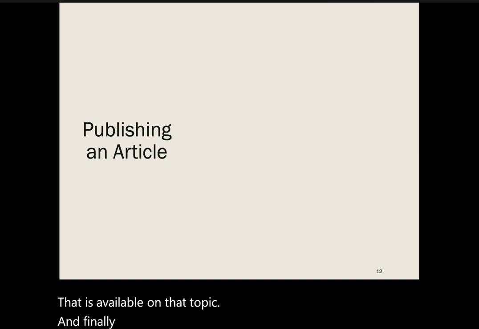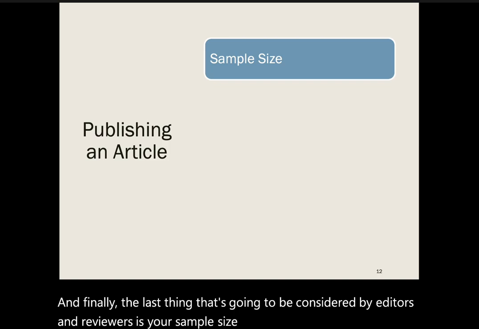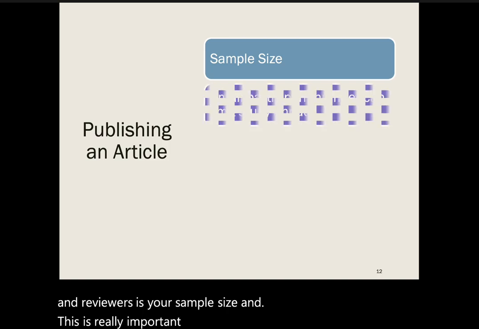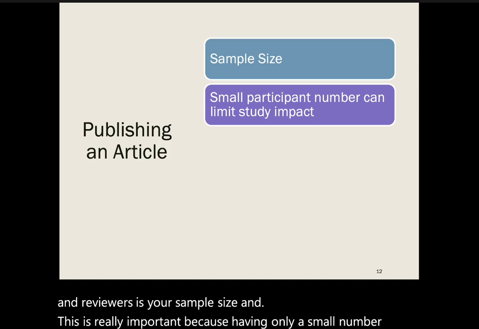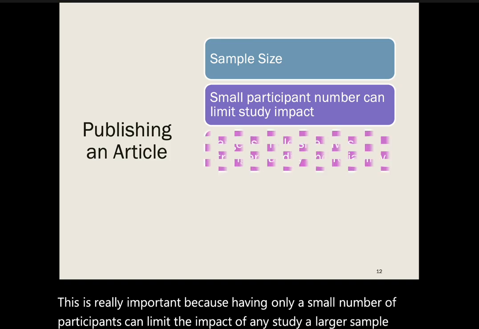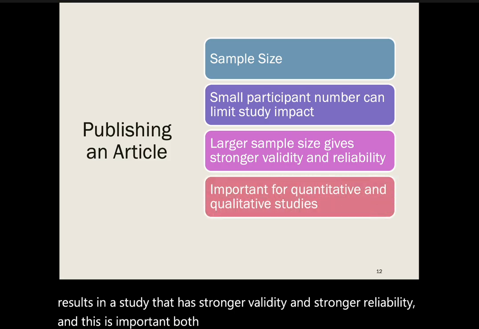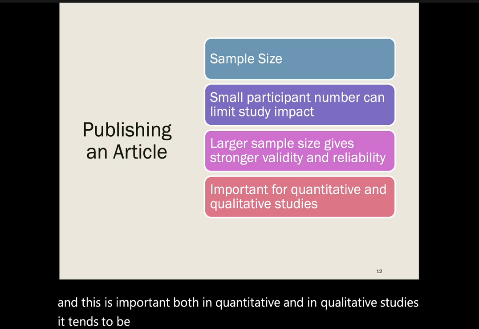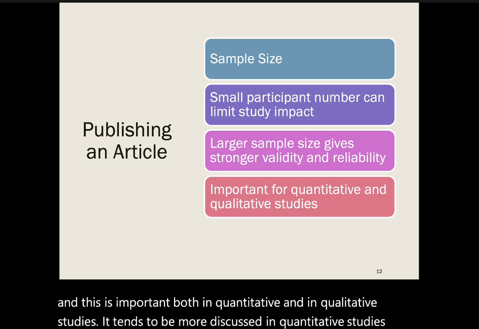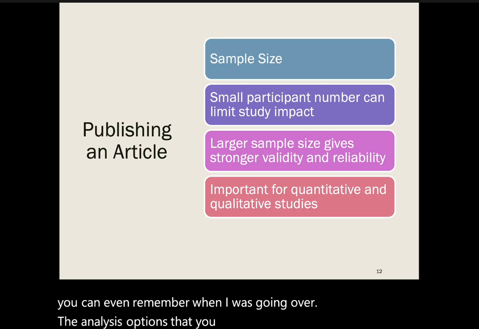And finally, the last thing that's going to be considered by editors and reviewers is your sample size. And this is really important because having only a small number of participants can limit the impact of any study. A larger sample size results in a study that has stronger validity and stronger reliability. And this is important both in quantitative and in qualitative studies. It tends to be more discussed in quantitative studies, as you can even remember when I was going over the analysis options that you had for quantitative studies.